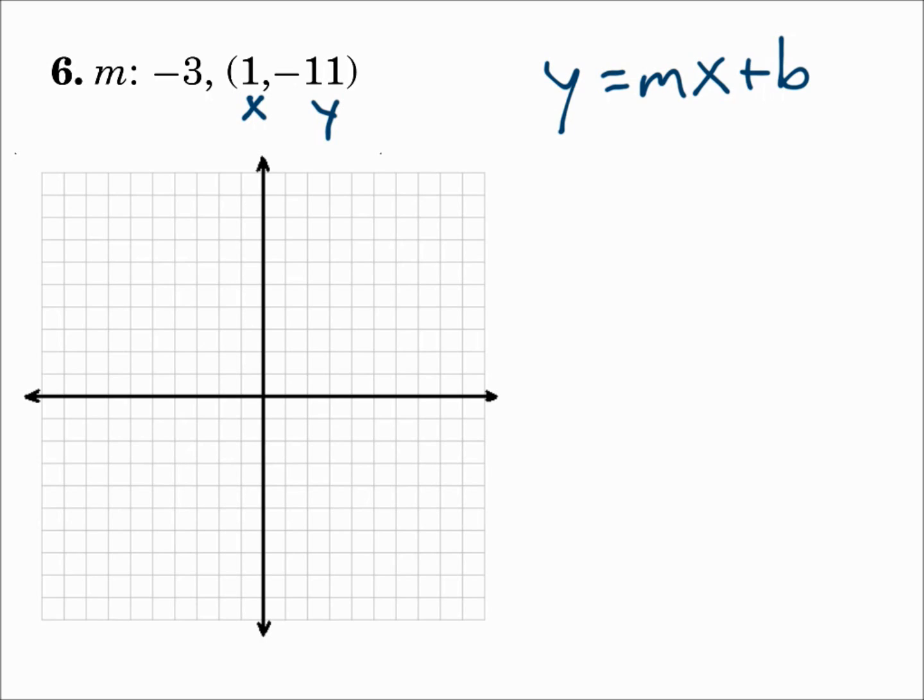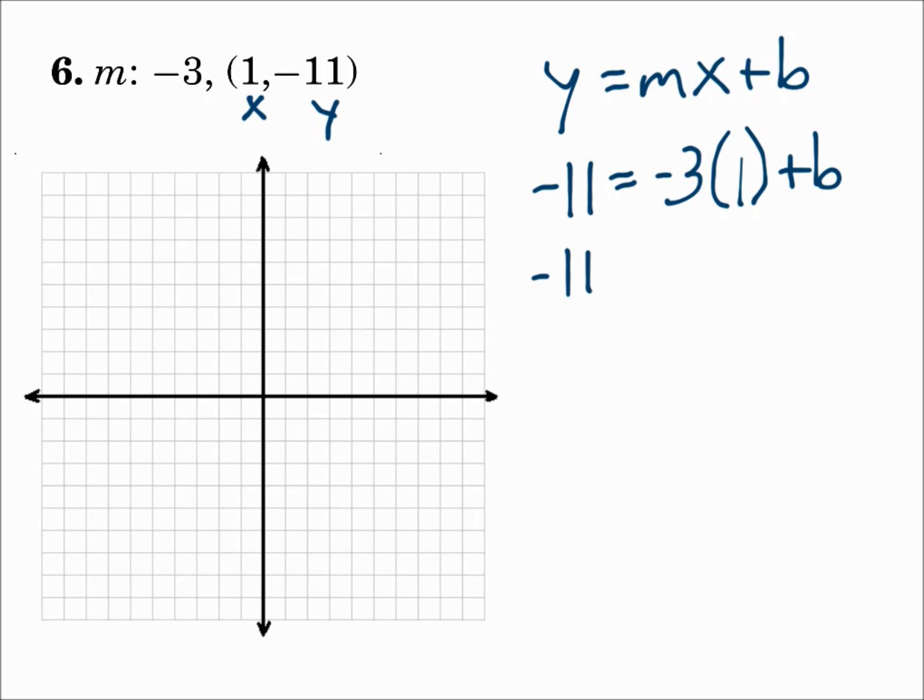In the equation y equals mx plus b, I now know what y is, I know m, and I know x. I can substitute those values in and solve for b. So, y is negative 11 equals m is negative 3, x is 1, plus b. And now I have an equation that I can solve for b.